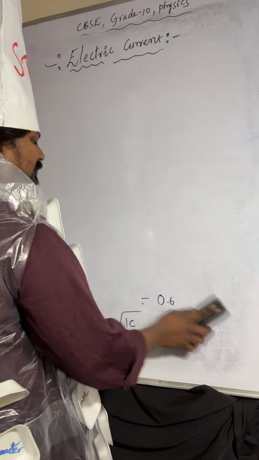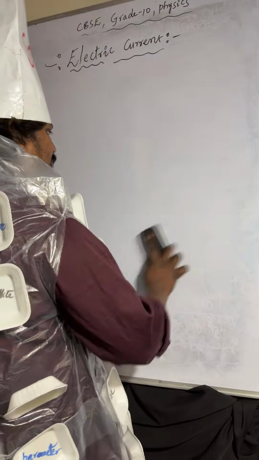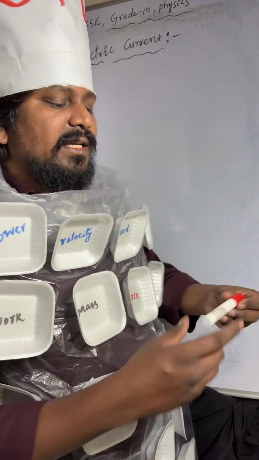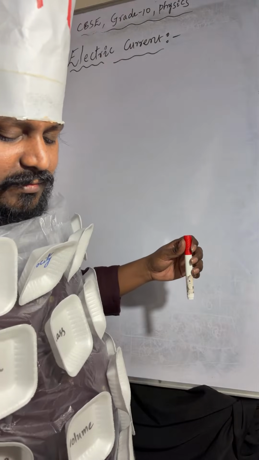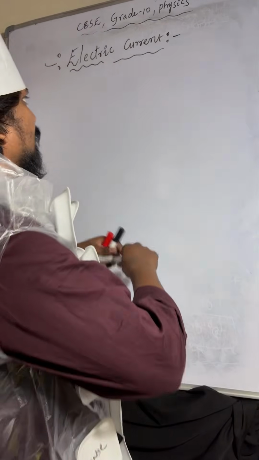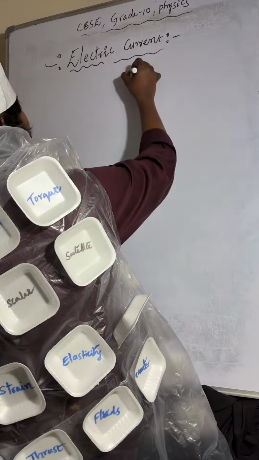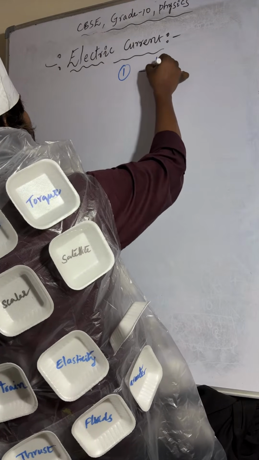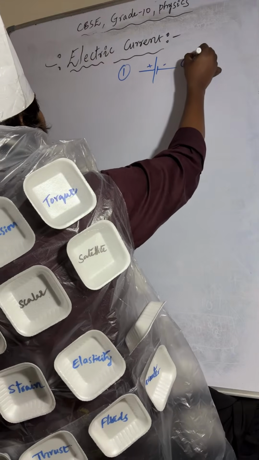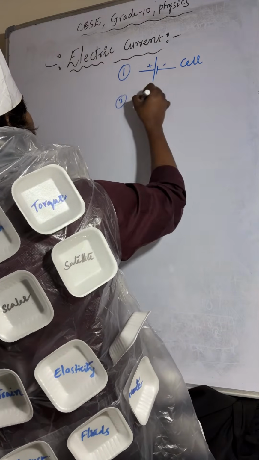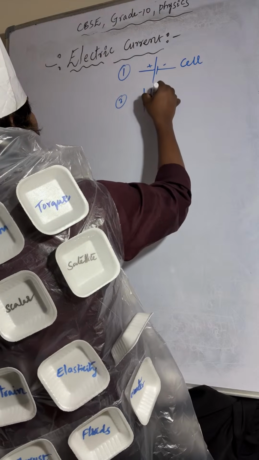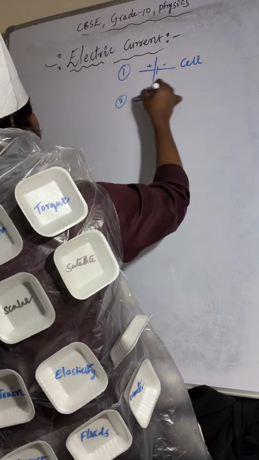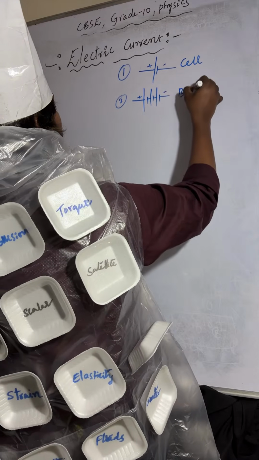Electrical elements. So electrical elements we will discuss, we can see here. First one is cell, this is a cell, positive terminal, negative terminal. Second one is battery, positive terminal, negative terminal.